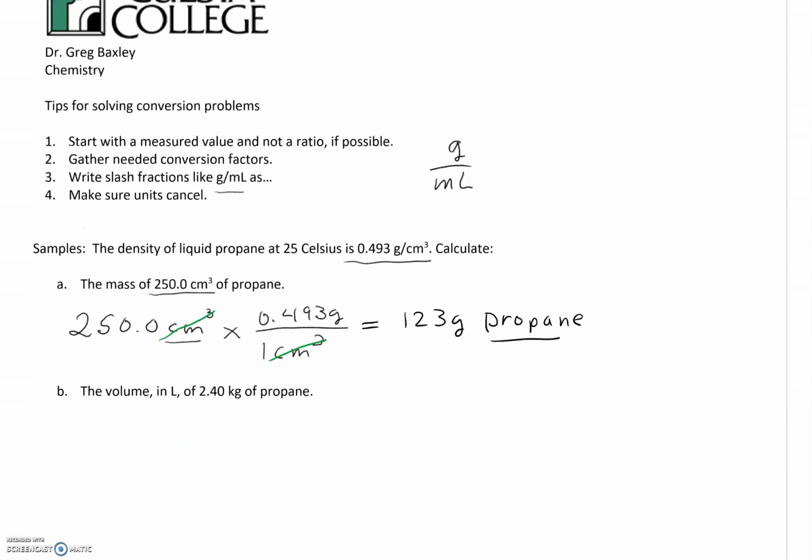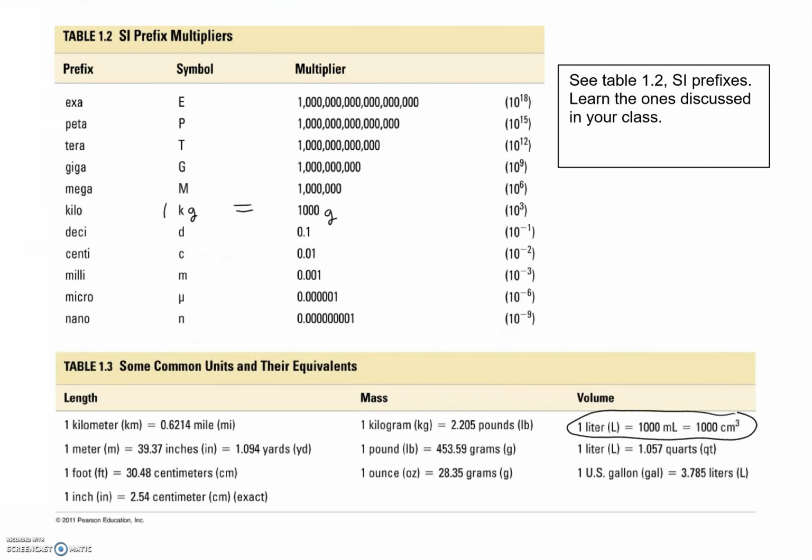All right, this one, part B, is a little bit more complicated. This asks for the volume in liters of a certain amount of propane, the 2.40 kilograms. Again, we can start with the measured value. That would be the mass of the propane, 2.40 kilograms. In this case, we know the density in terms of grams per cubic centimeter. So I need to convert kilograms to grams using the metric prefixes that we talked about before.